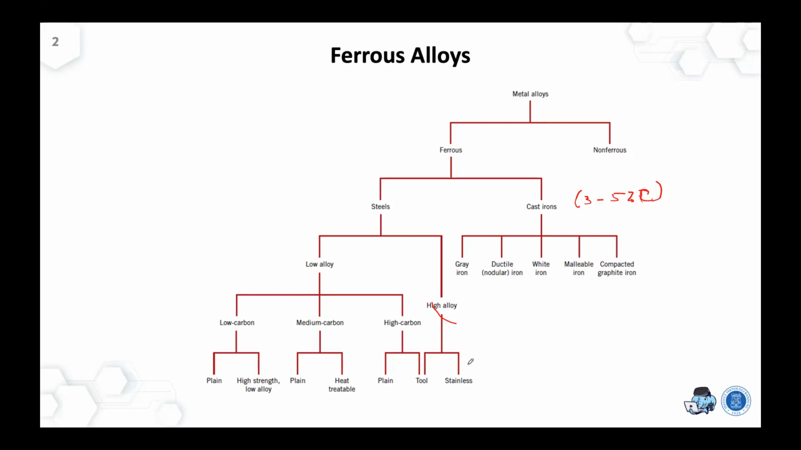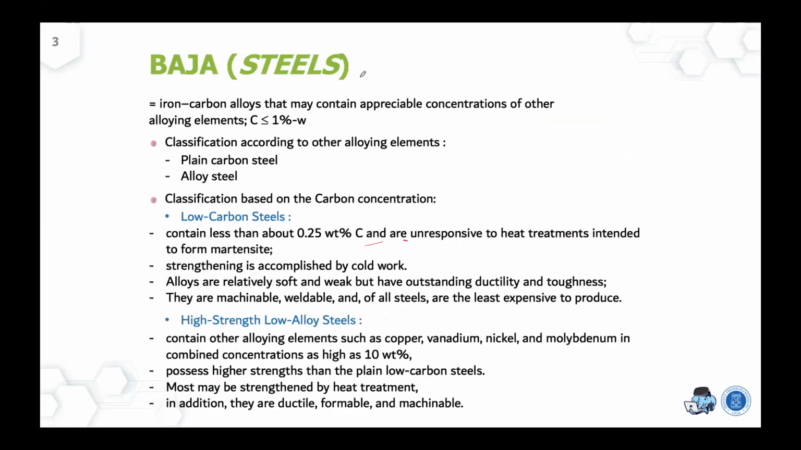Okay, let's discuss one by one. The low carbon steel usually has less than 0.25% carbon, and because it's very low in carbon, it is unresponsive to heat treatments. Because it's very small carbon, it's very hard to form martensite. Remember, if you want to form martensite, there should be a substantial amount of cementite. So the strengthening is actually accomplished by cold work.